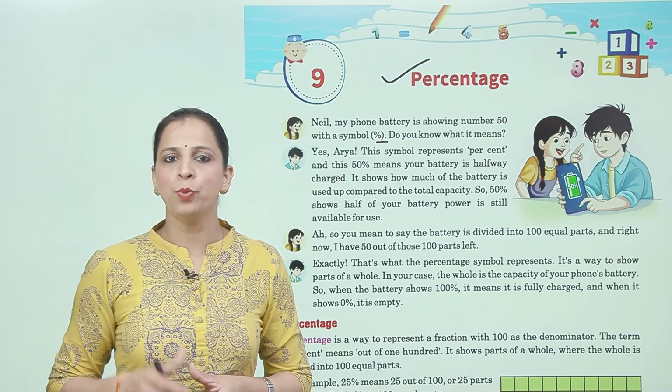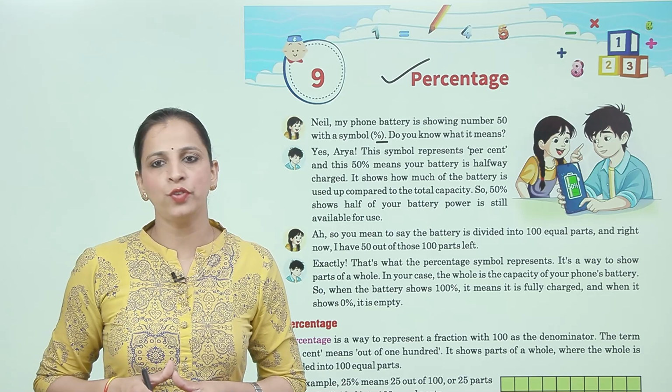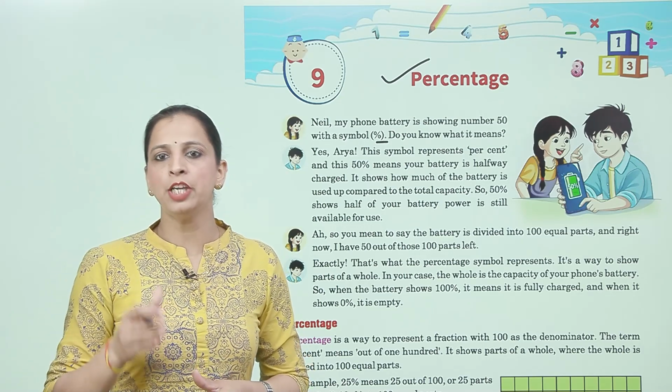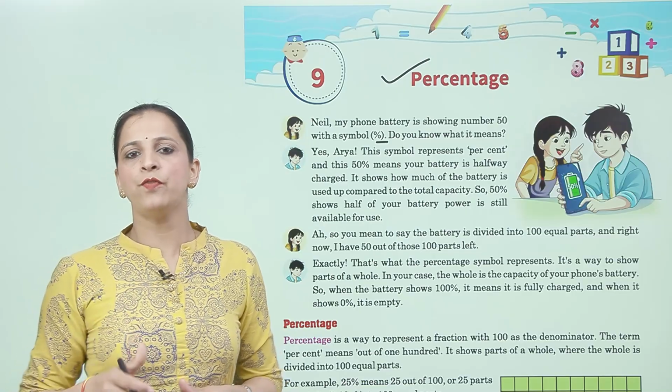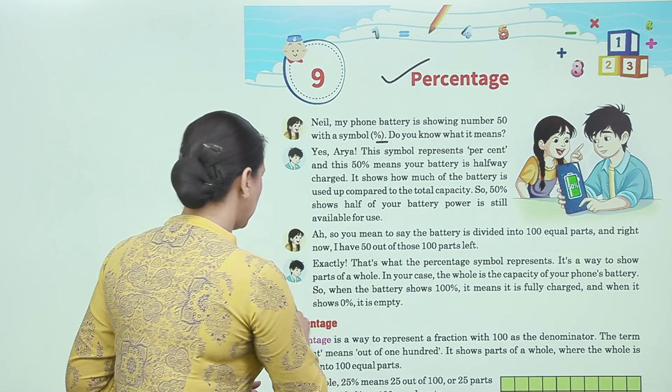It's a way to show parts of a whole. In your case, the whole is the capacity of your phone's battery. So when the battery shows 100%, it means it is fully charged, and when it shows 0%, it is empty. Now, percentage.